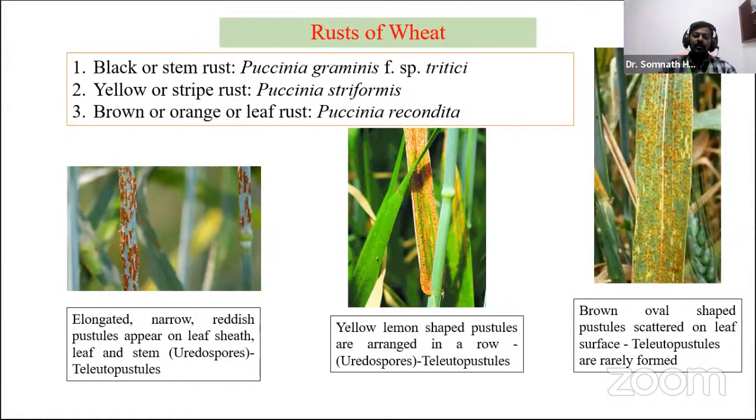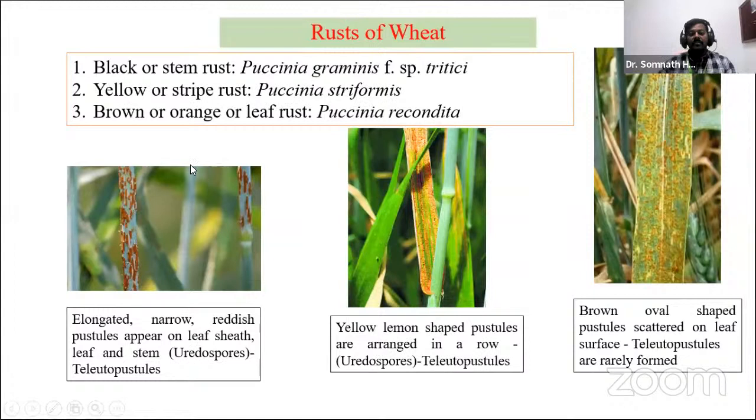caused by Puccinia recondita. You can see the symptoms of the black or stem rust, which show elongated narrow reddish pustules appearing on the leaf sheath, leaf and stem. These are known as teliospore pustules, which contain teliospores. You can see in the first picture. These are the symptoms of the black or stem rust of wheat.